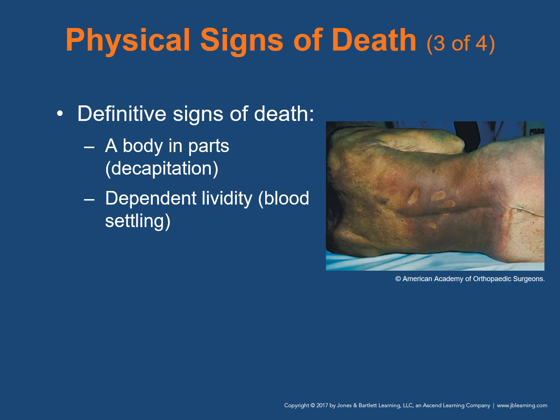Definitive signs of death are obvious mortal damage, such as decapitation. There also is dependent lividity, which refers to blood settling to the lowest points of the body due to gravity, causing discoloration of the skin. So after death, the blood will pool in the lowest points of the body in relation to gravity, and that causes this discoloration of the skin.